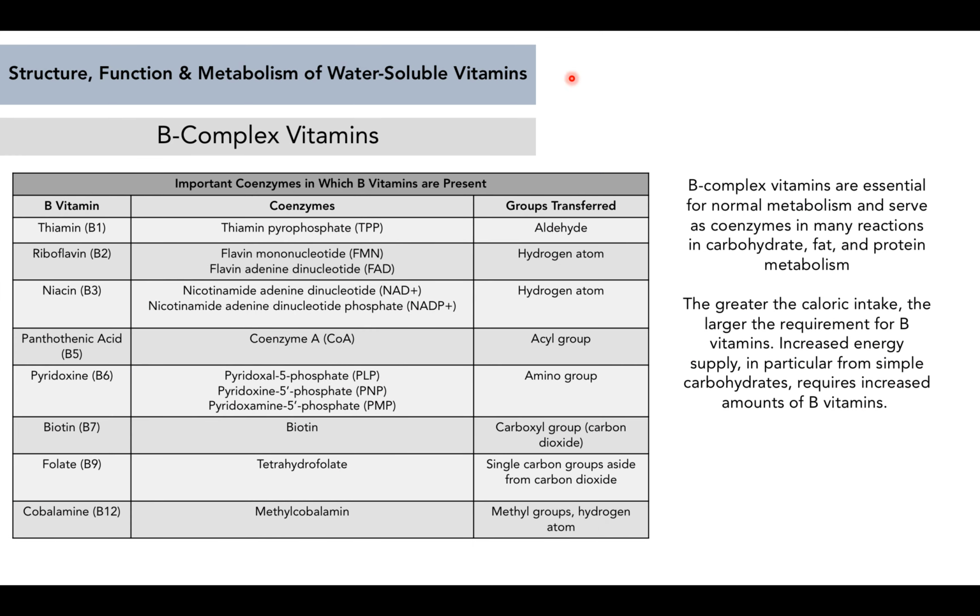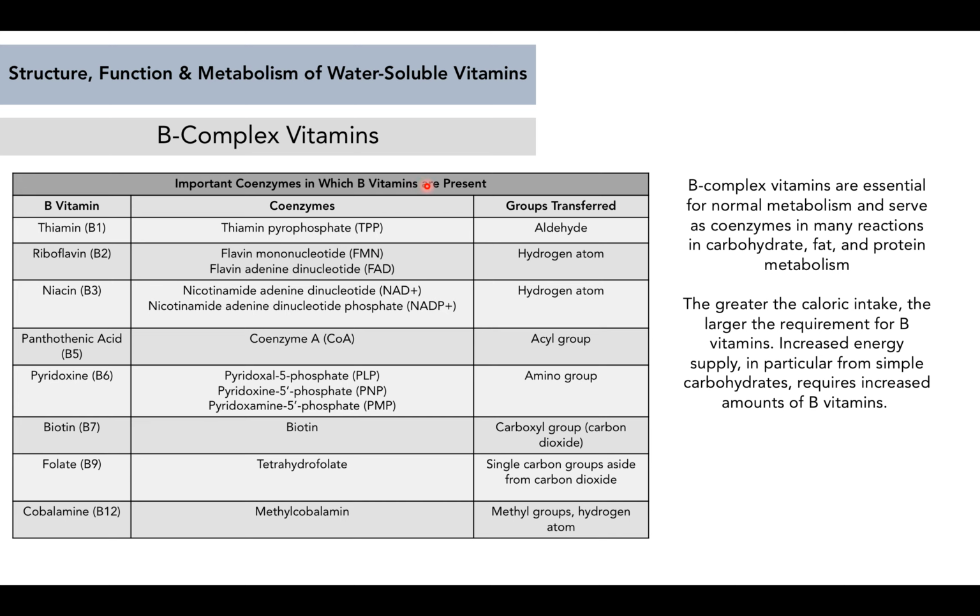Now we move on to the water-soluble vitamins. As we know, there are the B complex vitamins and also vitamin C. Now, we start with the B complex vitamins. B vitamins primarily have a role as coenzymes, so they are involved in many enzymatic reactions important for the metabolism of carbohydrates, fats, and proteins.